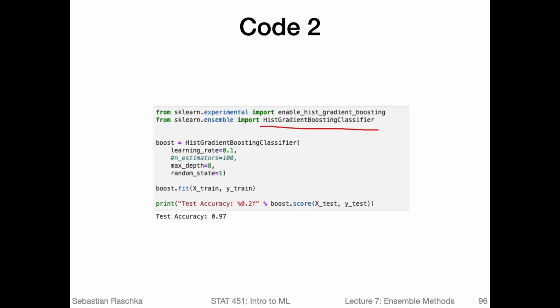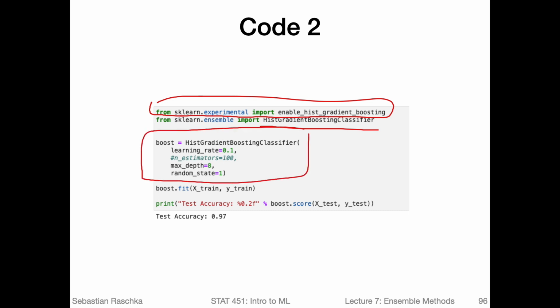And the second classifier here is the newer one, the HistGradientBoostingClassifier in scikit-learn, which was added, I think, in scikit-learn 0.21. By default, when you try to import it, you would get an error message. So you have to add this line here in order to use it, because it's still considered experimental. If you import enable_hist_gradient_boosting, this experimental procedure, you will be able to import it.